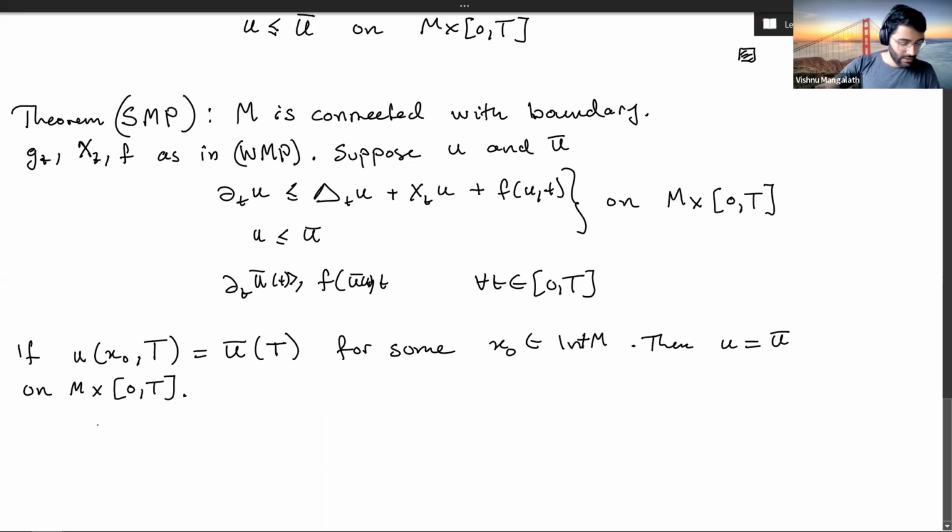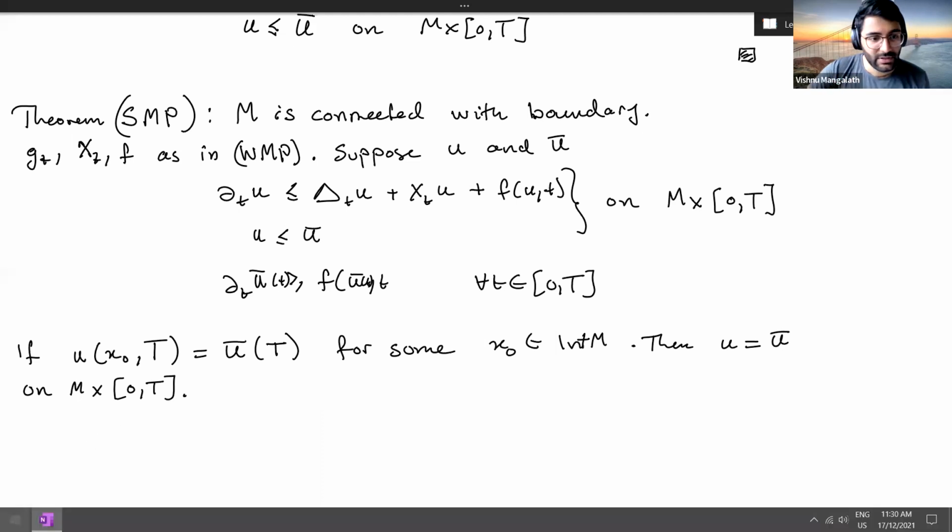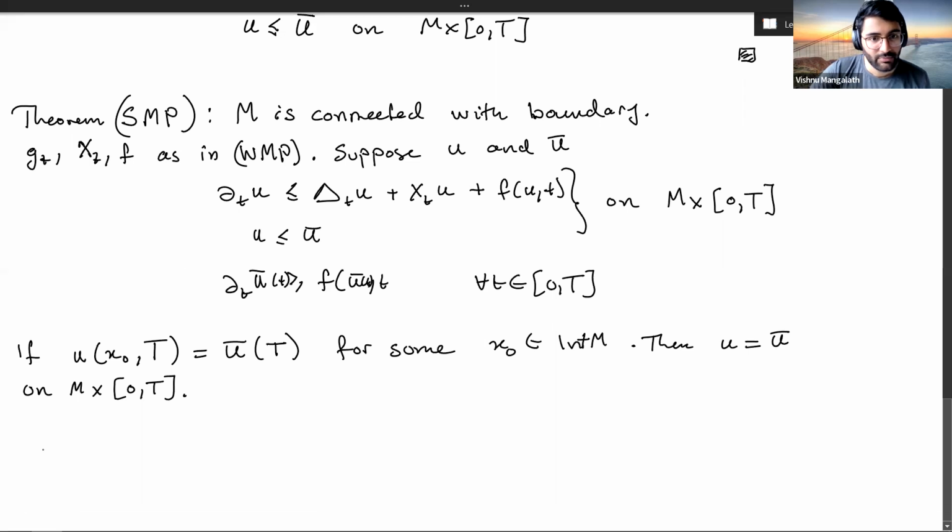Does anyone have any questions about the statement of the strong maximum principle? Okay, so now I'll do some applications.